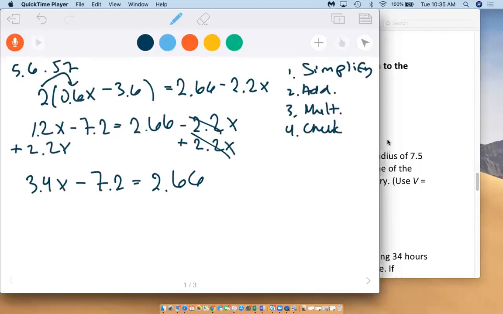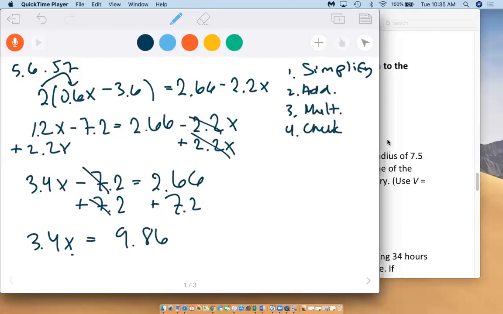There's none on the right side, but now we need to get that numeric term that's here over to the right side, right? In order to do that, we need to cancel it out on that left side. In order to cancel it, we do the opposite sign. So we add 7.2 to both sides. That cancels it out over here. So now we have 3.4x equals, and on this side, we're going to have 9.86.